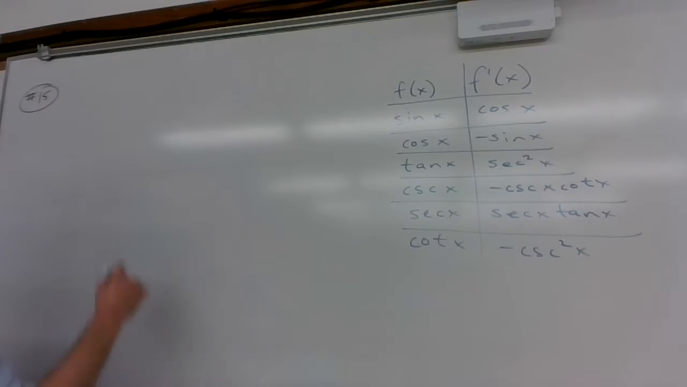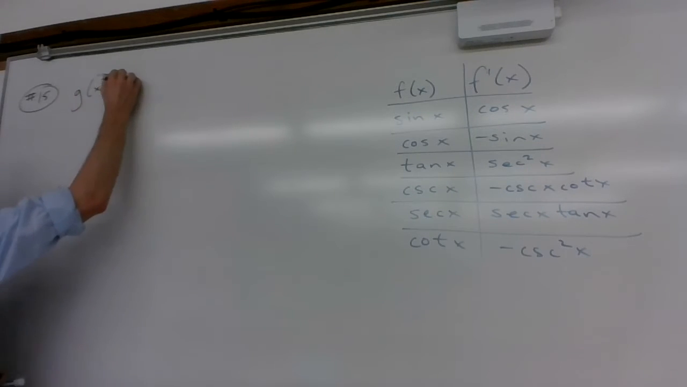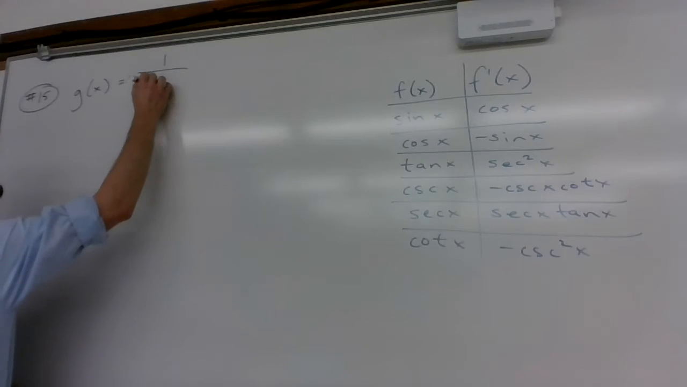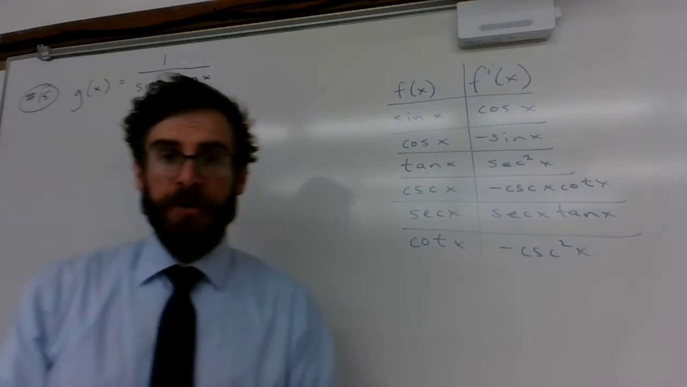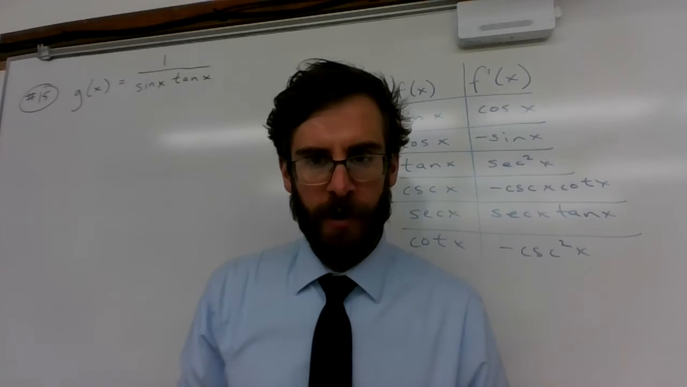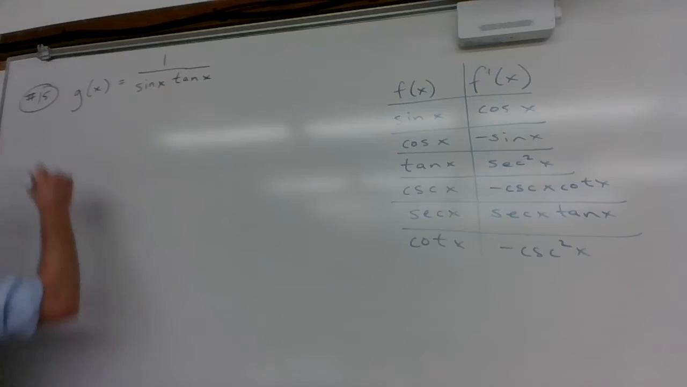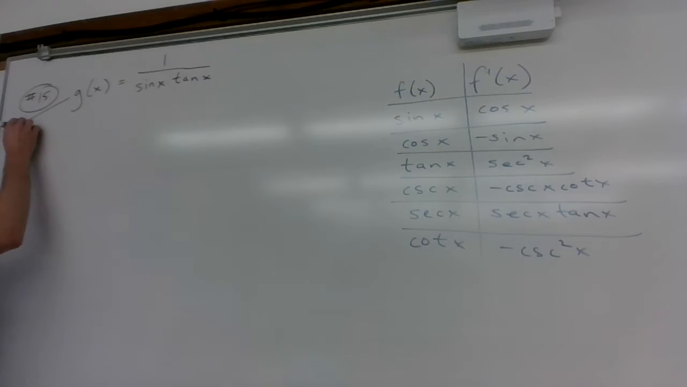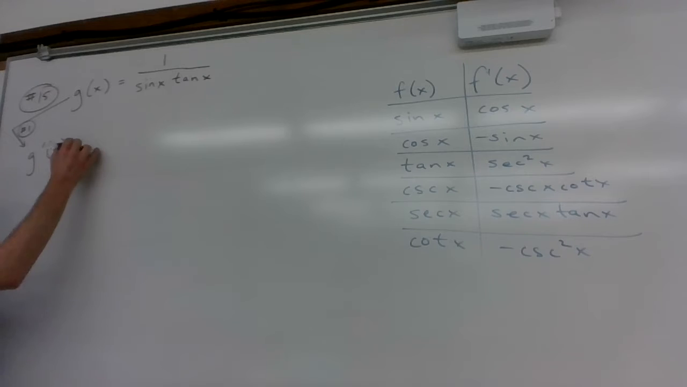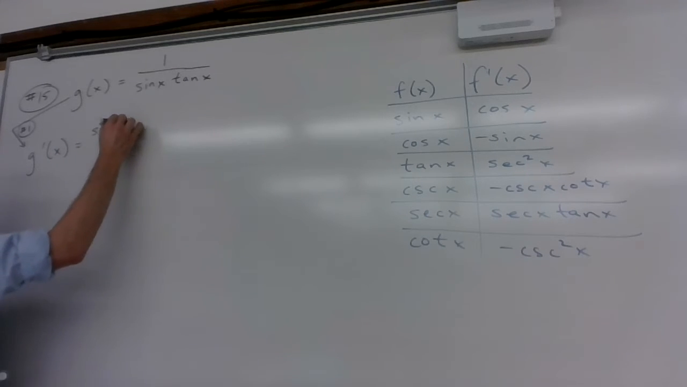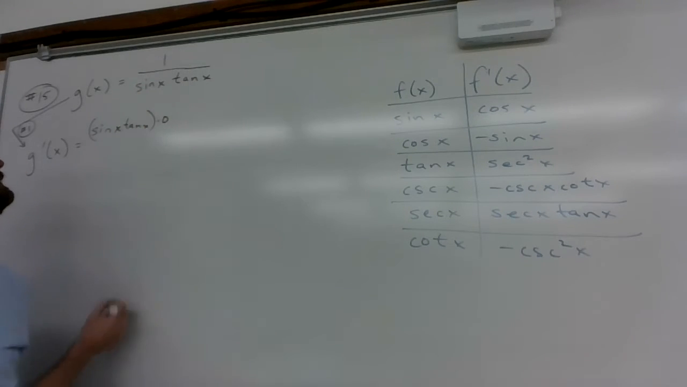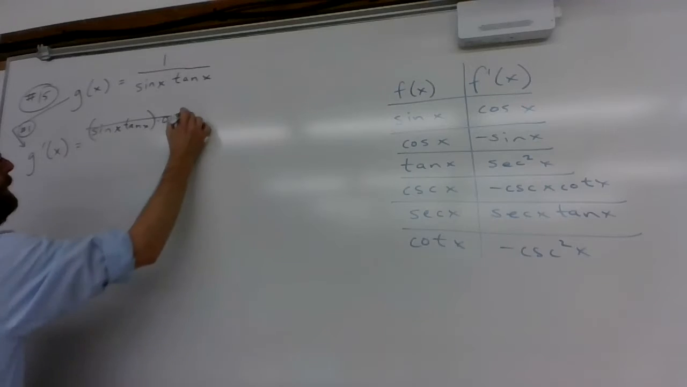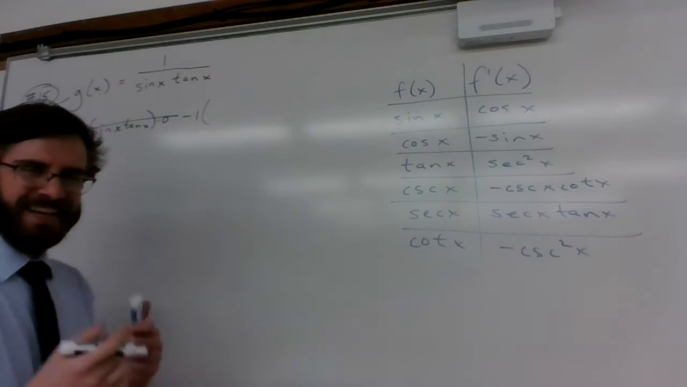g of x equals 1 over sine x tan x. Okay, so if we did no analysis beforehand, this is what the derivative looks like. We've got to do quotient rule. Bottom times the derivative of the top, which is 0, so bye-bye. Minus the top times the derivative of the bottom.